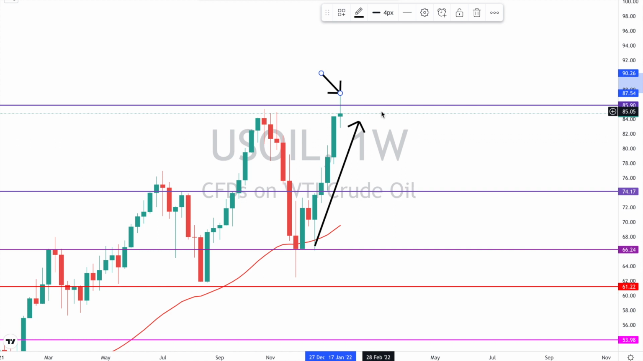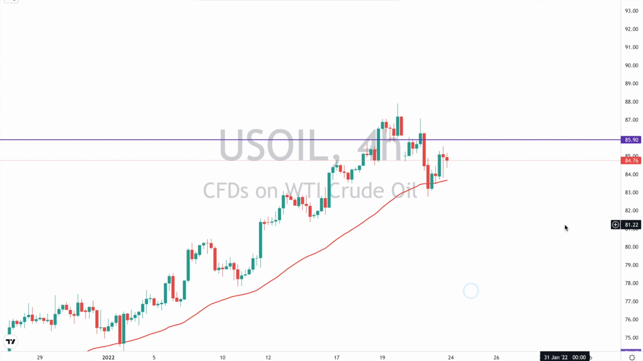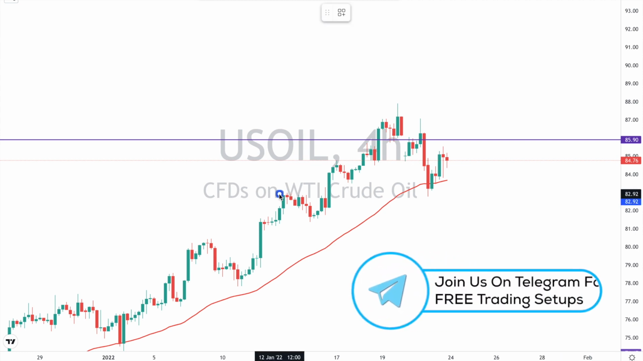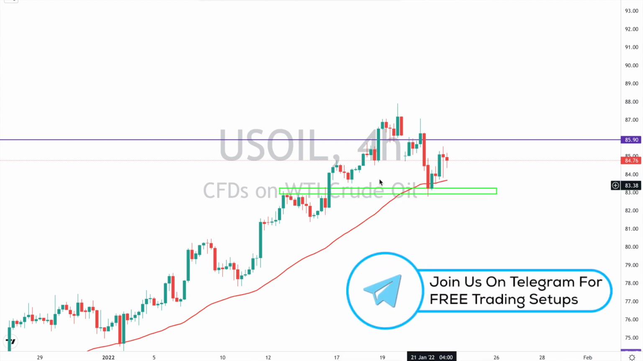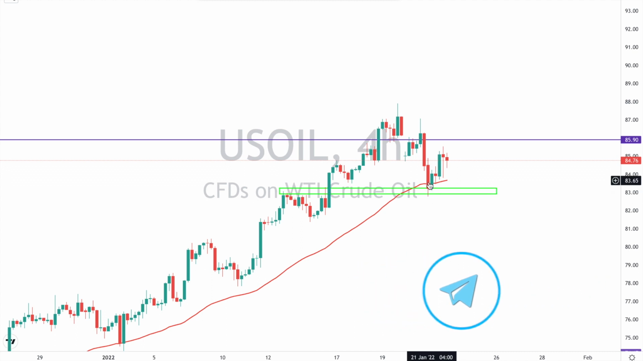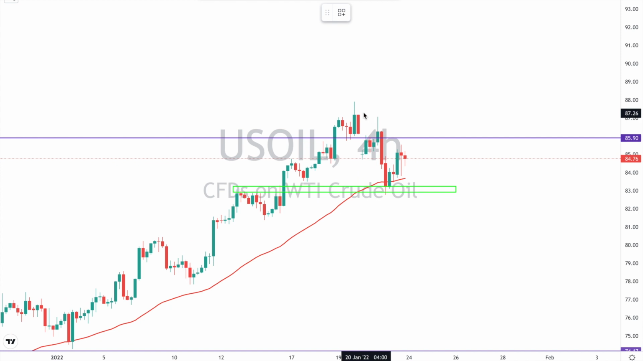So with that being said, let's move on to the 4-hour time frame to discuss our trading plan for next week. So here is US oil for our time frame, and let's draw this structure right here. And as you can see, price found the support right at this area, and we can also see the 50 EMA at this area as well. And we can also draw the trend line right here.